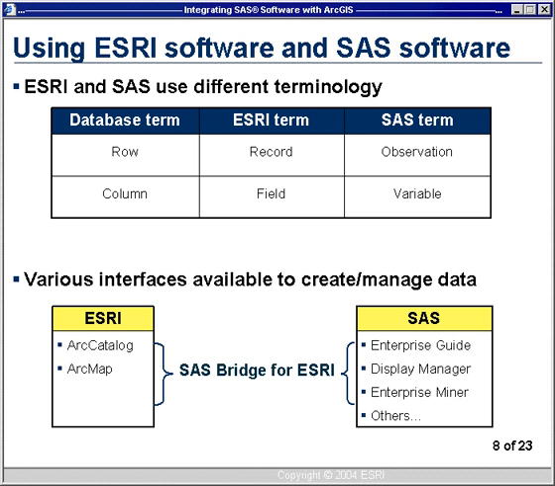The SAS Bridge itself works within the ESRI software of ArcCatalog and ArcMap. ArcCatalog is where you manage your data. We'll see ArcCatalog in just a minute. ArcMap is where you can actually display your maps, do analysis, do editing of your data. If you want to run statistics, you can use various interfaces to deal with SAS. The one that we're going to use exclusively is called Enterprise Guide. We use Enterprise Guide because it's very easy to use. It's a GUI-based interface. But you may also use Display Manager, Enterprise Miner, and there's various other interfaces that you can use to interact with SAS software as well.